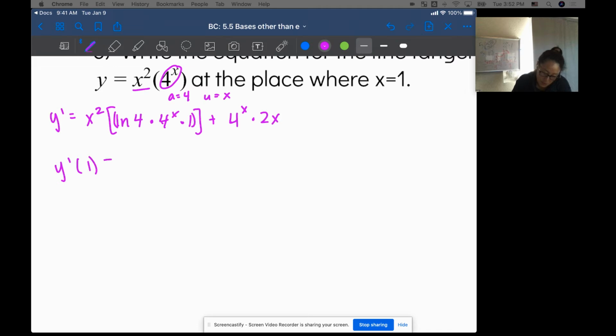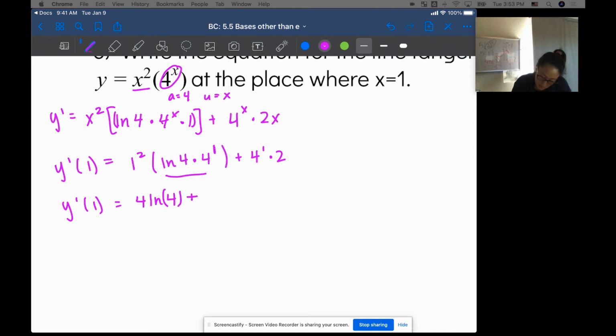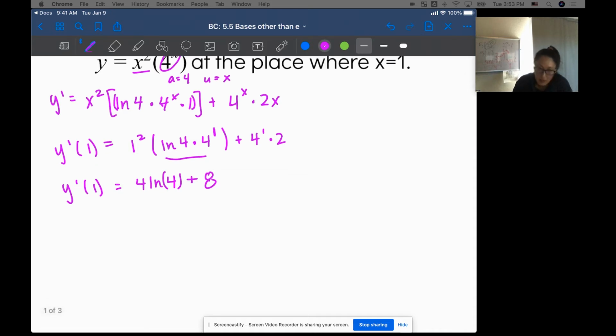So I have y prime of 1 now. I'm not going to simplify it because it just seems easier to plug in 1 right now. I have 1 squared times the ln of 4 times 4 to the 1 plus 4 to the 1 times 2. So I get y prime of 1 is equal to 4 ln 4 plus 8. So that is the slope at x equals 1. Now let's figure out the point.